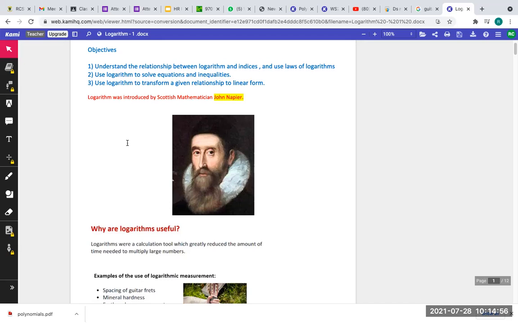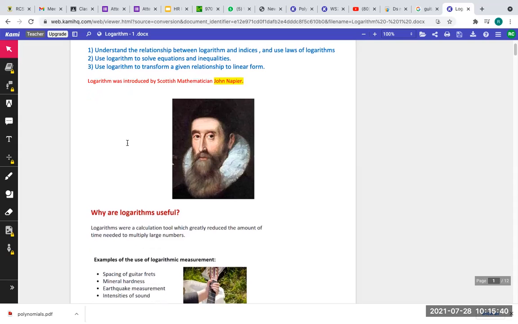So you'd be thinking, why do we have to study this logarithm? Basically, initially the purpose was to multiply very big numbers, and logarithms were a calculation tool which greatly reduced the amount of time needed to multiply large numbers. You might think, we have calculators, why are we studying this? During that time in 1600, can you imagine, was there any calculator? But still multiplication was needed, so this was one of the easiest ways of multiplying very big numbers, right?